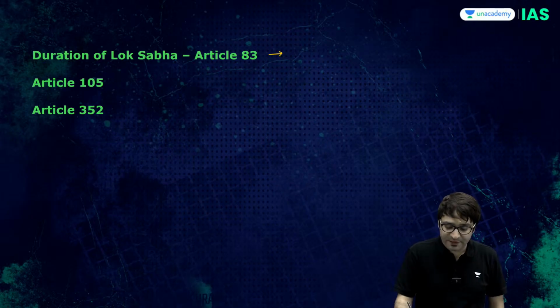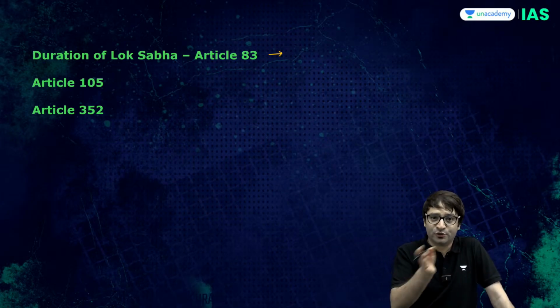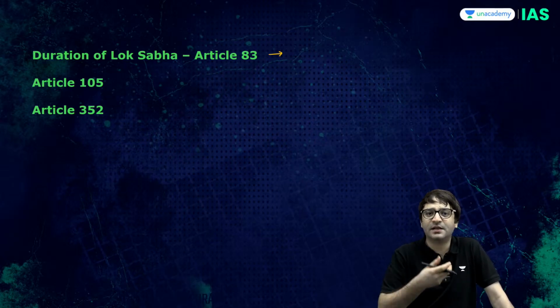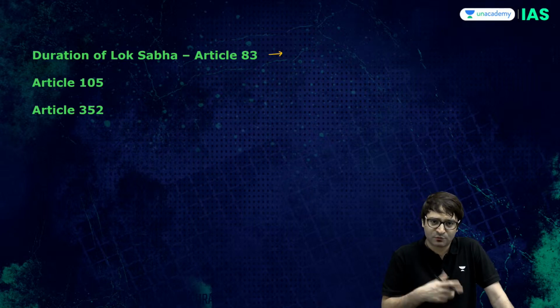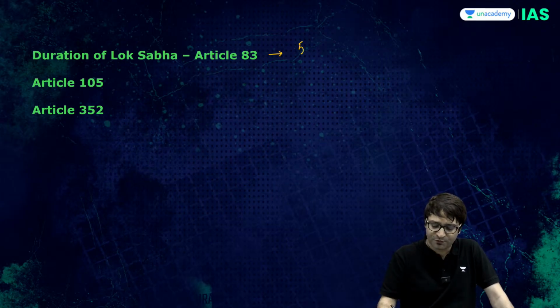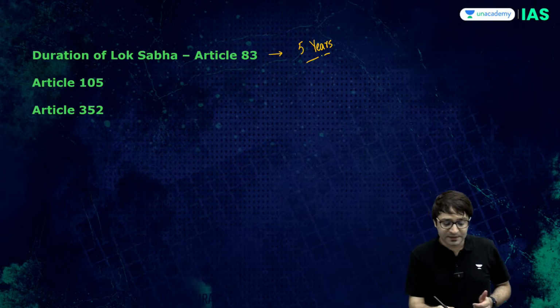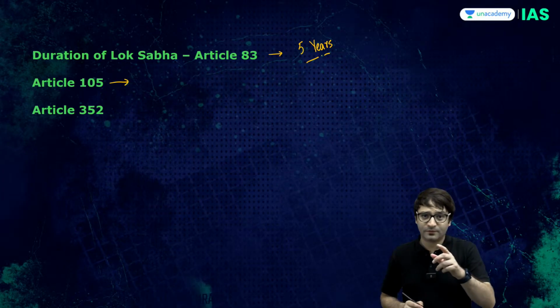Duration of the Lok Sabha, in fact the duration of the Legislative Assembly as well, which I told you in 1976 got extended by a year. Six years was the term of the Lok Sabha and the Legislative Assemblies. The duration got reversed to five years, both for the State Legislative Assemblies as well as the Lok Sabha. Article 105.